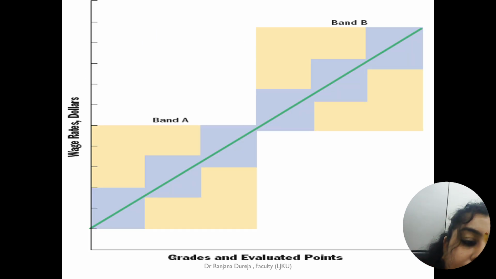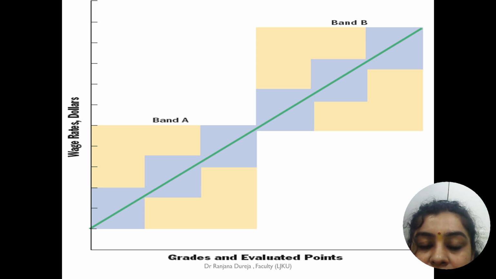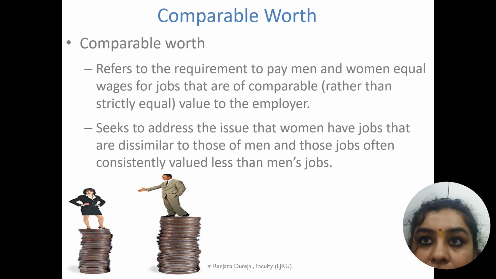We have consolidated 3 bands into a broad band, which is band A. Initially, there were 3 small pay ranges which we have consolidated into one main band, which is band A. Similarly, we have consolidated 3 different small ranges into a big band, which is band B. And that's how we are doing consolidation. Next is comparable worth.